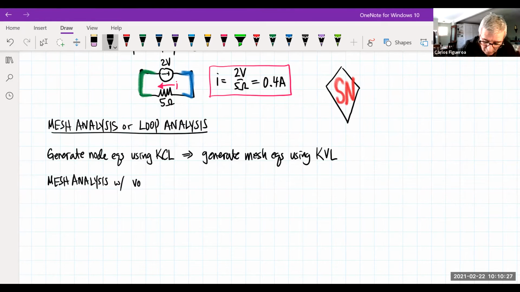With voltage sources only. Why? It just makes it easier. And so what we want to do here is that we want to go in and look at some simple circuit. So here's an example circuit.